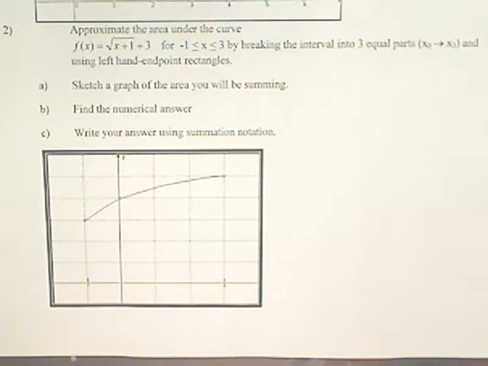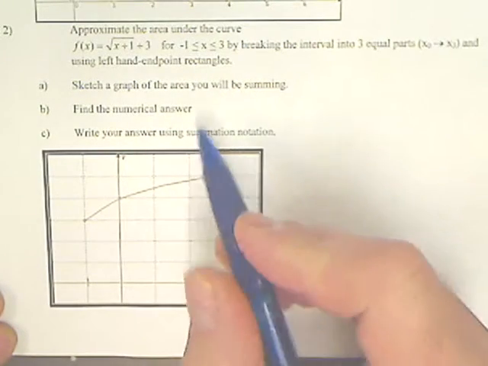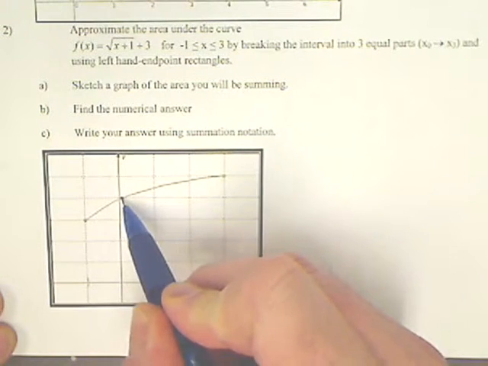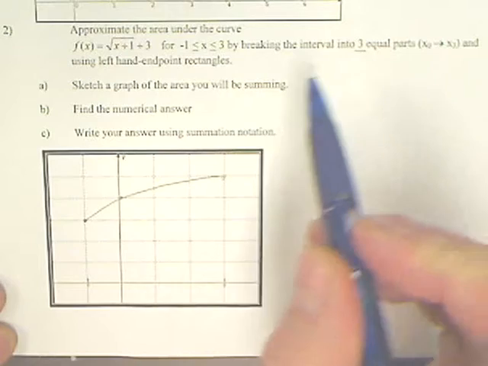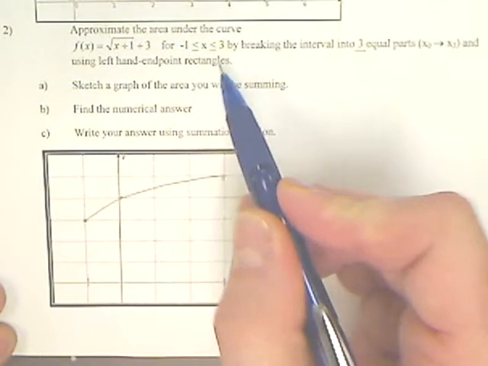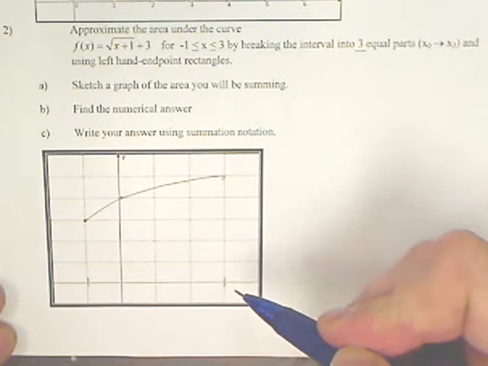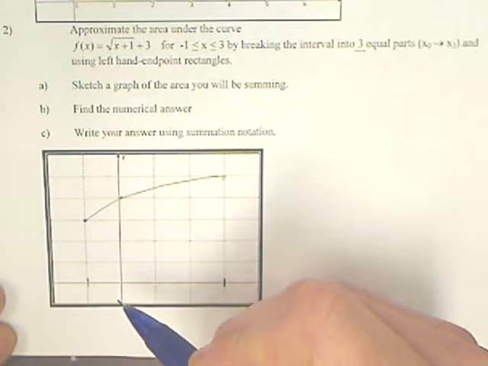Okay, here's problem number 2. I started by plotting points from -1 to 3, which were these three locations here, here, and here. And now I have to make 3 rectangles using left-hand endpoint rectangles in this gap that's 4. So if it's 4 wide and we have to make 3 rectangles, each rectangle is 4/3 wide, or 1 1/3.